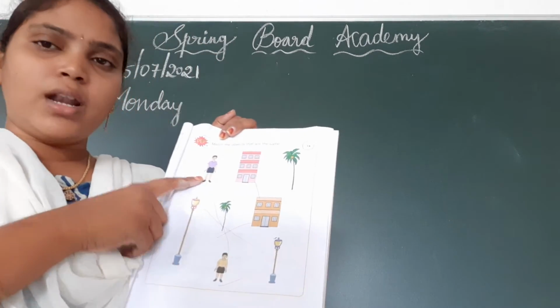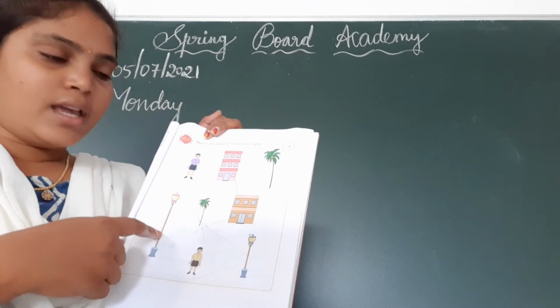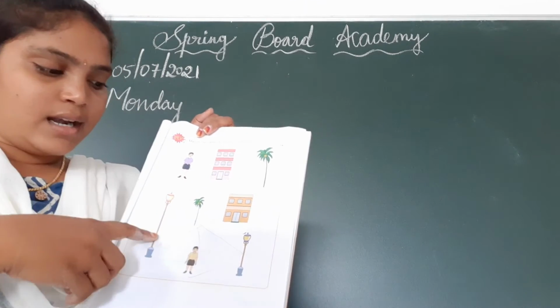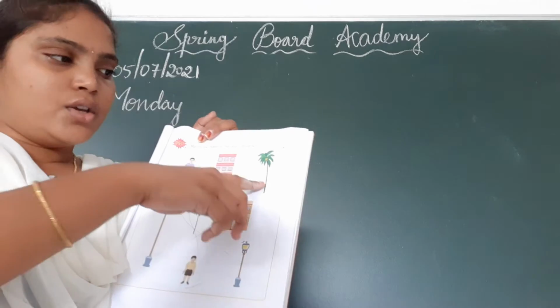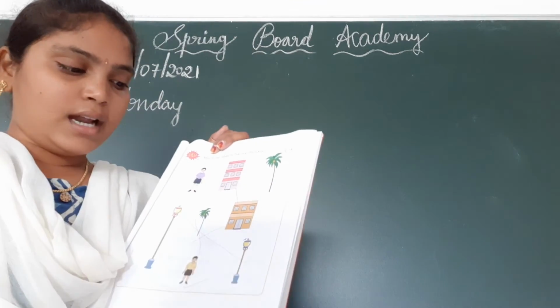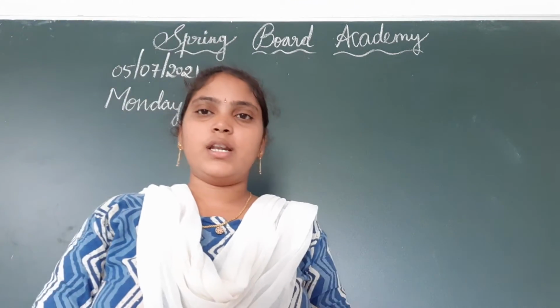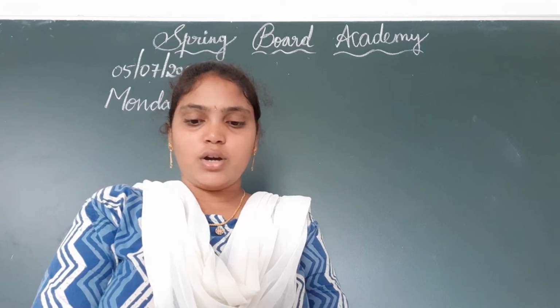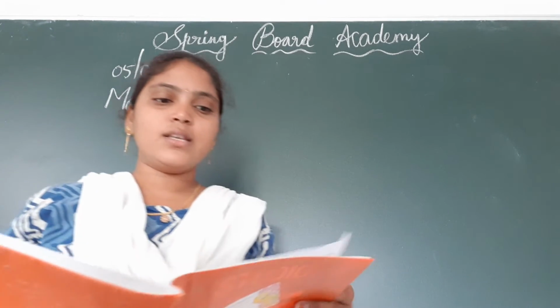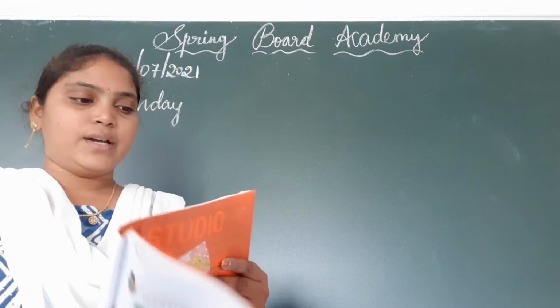And here also taller boy, shorter boy. And this is longer lamppost and shorter. So this is taller tree and shorter tree. Yes children, here in these two objects, one is shorter than the other one.